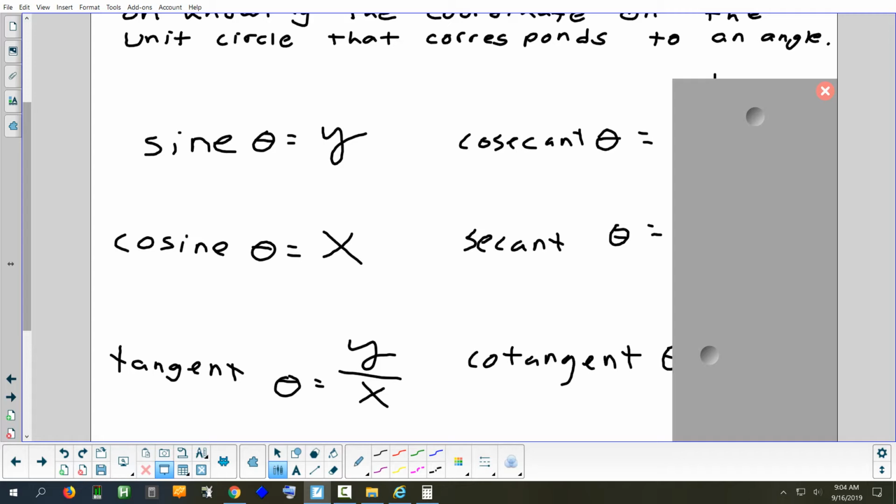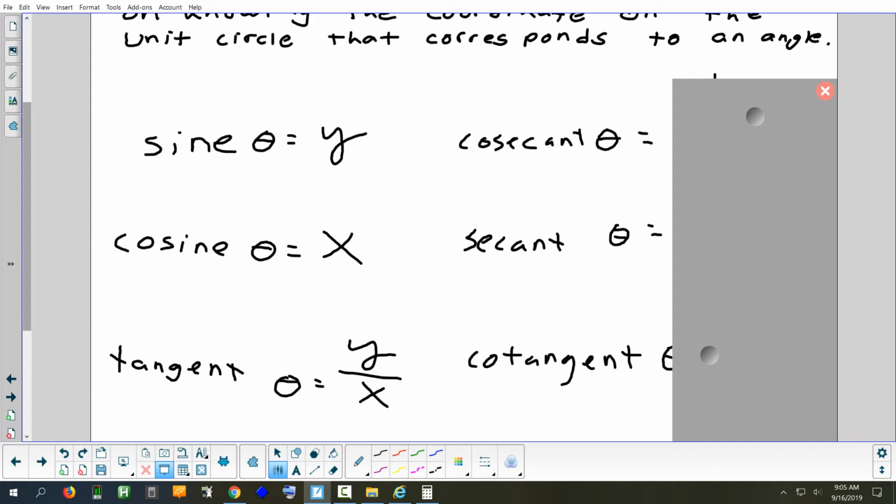And I wrote them the way I did in 3 rows on purpose. Okay, so there's a reason I have sine across from cosecant, cosine secant, tangent cotangent. There's a special connection between them. Okay, I'm going to show you the first one, and I think once I show you that one, you'll be able to figure out the other two.